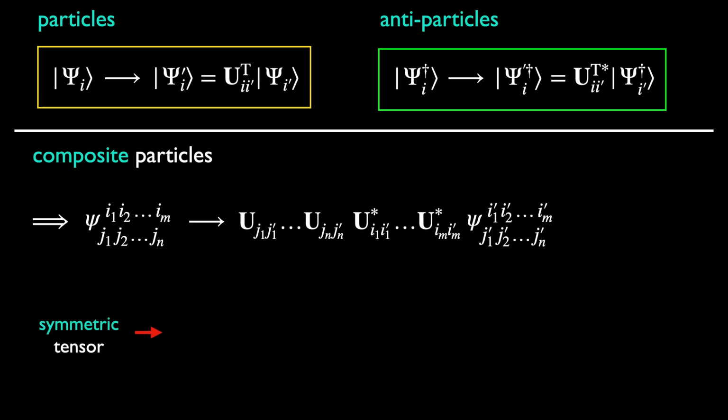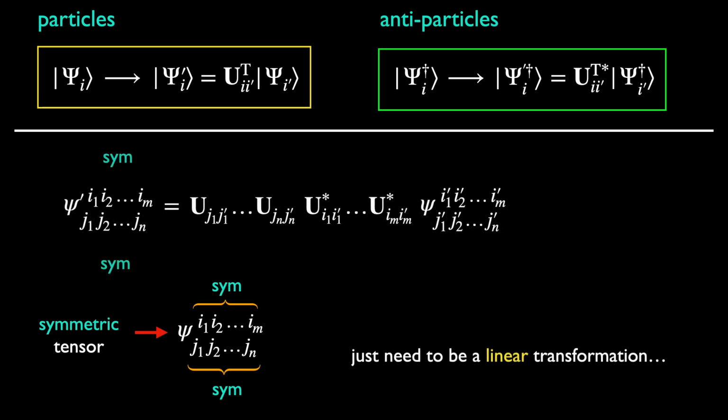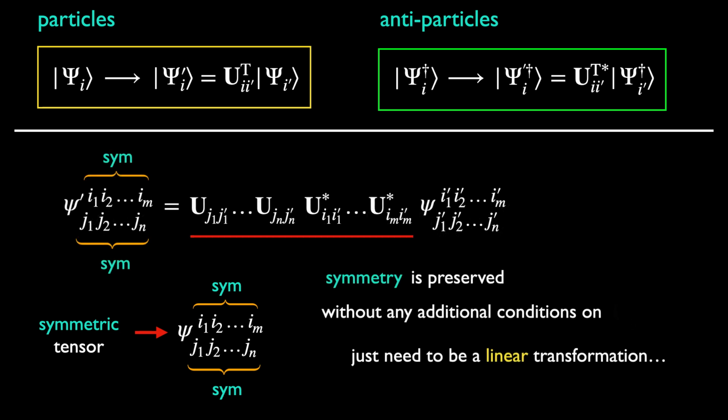Notice that the symmetry of the indices is preserved by this transformation. And this is achieved without any additional conditions on the matrix U. All that is required is that this is a linear transformation.